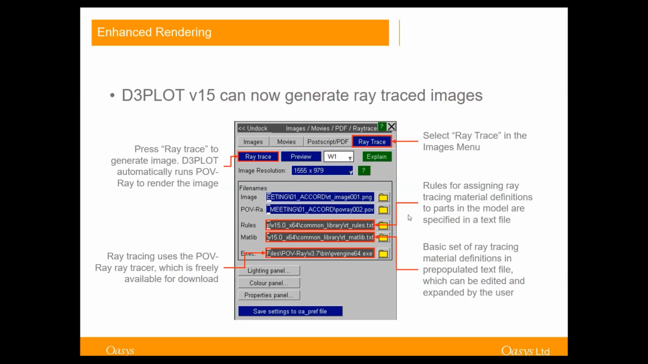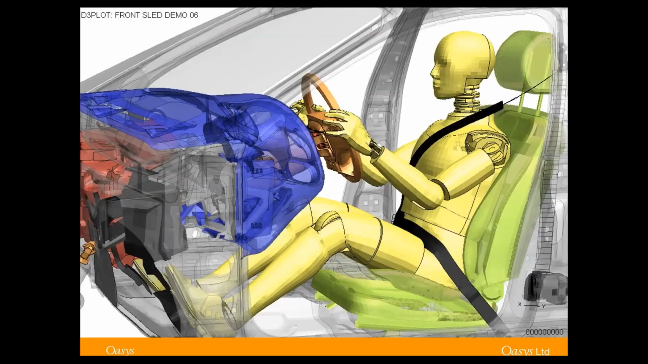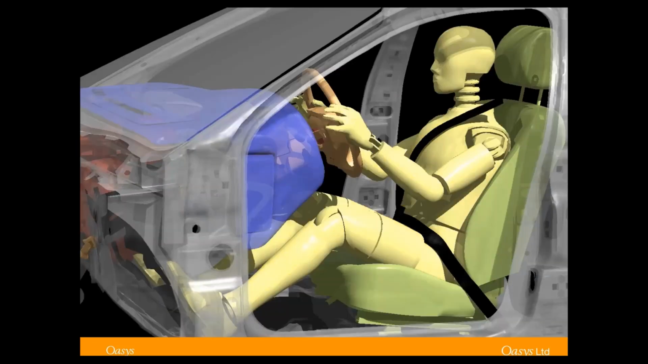So I'll show you a couple of images to give you an idea of the kind of results you would get. So this first image is produced using the standard images menu in D3PLOT. And then on the next slide, we'll see this is the same image, which has been rendered using the new ray tracing tool. So at the moment, ray tracing works in D3PLOT for shaded images, but this is something we're looking to develop further in the future.